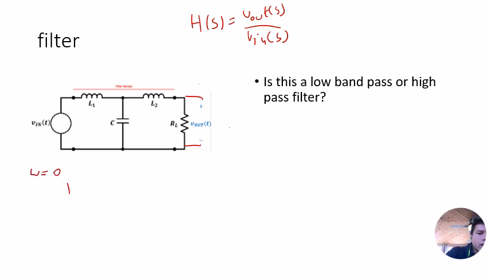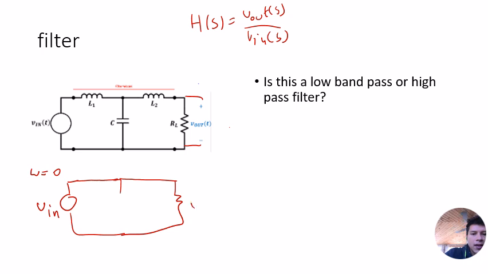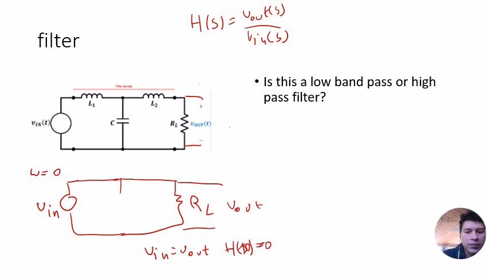At omega equals 0, we have V in. This behaves as an open. j omega L behaves as a short. This behaves as an open. This behaves as a short. And then we have RL, V out. So in that case, V in equals V out. So H of j0 does not equal 0. That's what we care about.